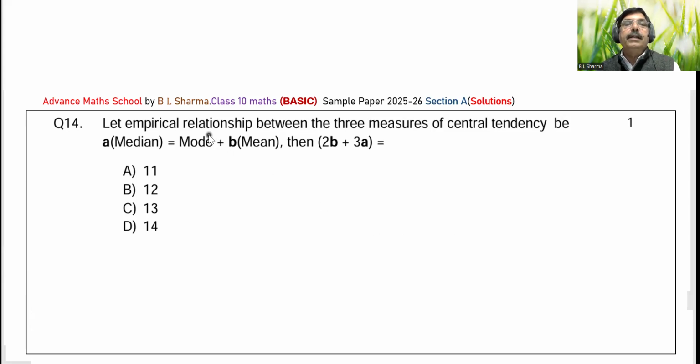The empirical relationship between the three measures of central tendency: B times median is equal to mode plus A times mean. Then 2B plus 3A is... Here B means the coefficient of mean, A means the coefficient of median.